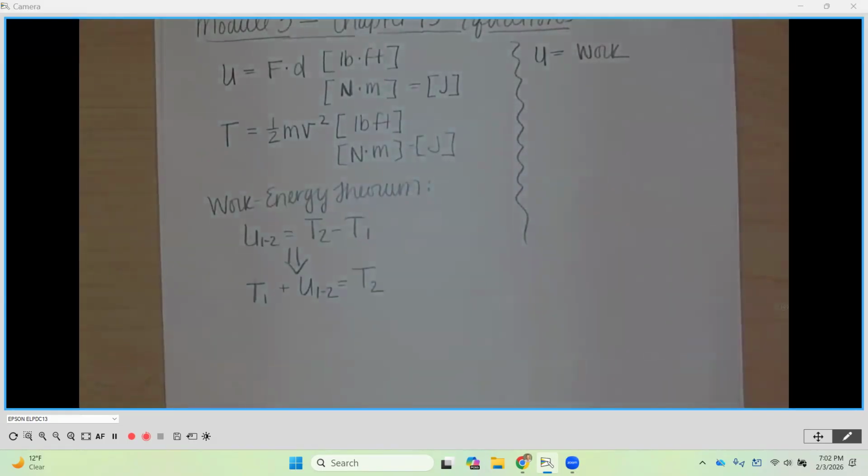Now, if something is starting from rest, that T1 goes to 0, because that would be a velocity of 0 that you're starting with. Or if you're moving and you're coming to a stop, then T2 will be 0. So just so you kind of know.